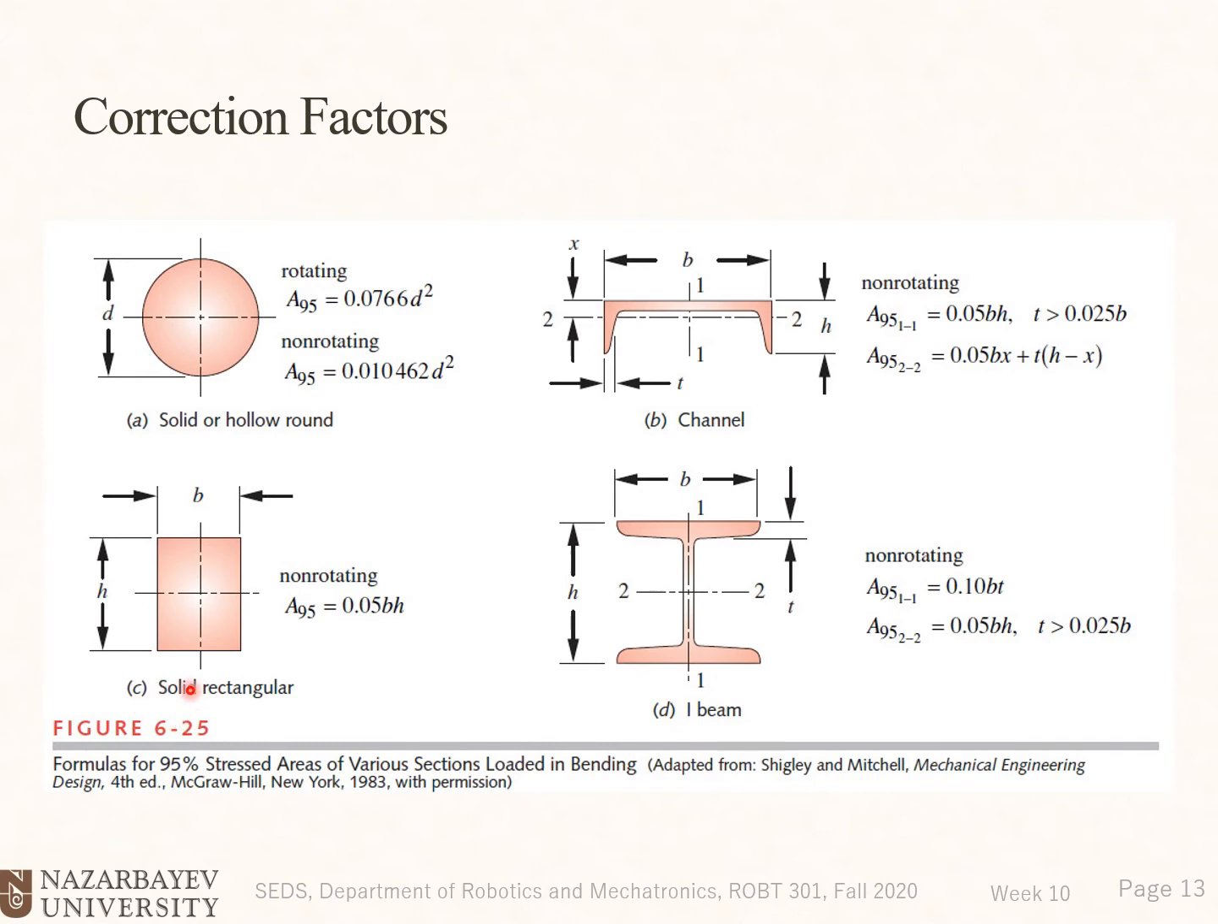But let's say for solid rectangular, then A95 should be calculated for non-rotating part when the load is cyclic and goes from minimum to maximum. Then A95 should be calculated. Then you should use this A95 in equations of previous slide to find D equivalent, and then use that D equivalent to find correction factor for size.